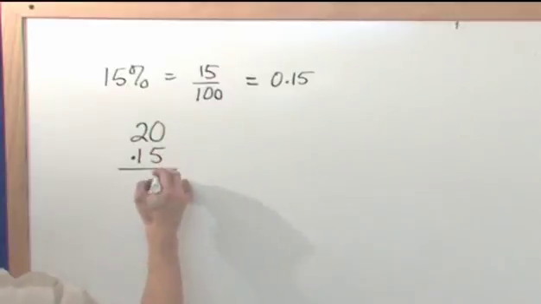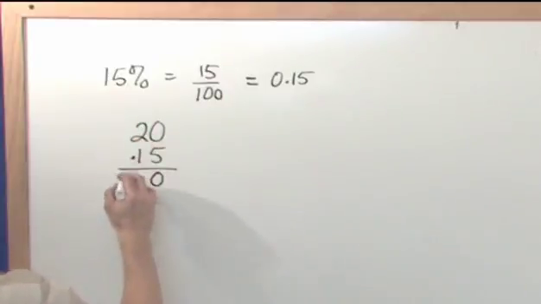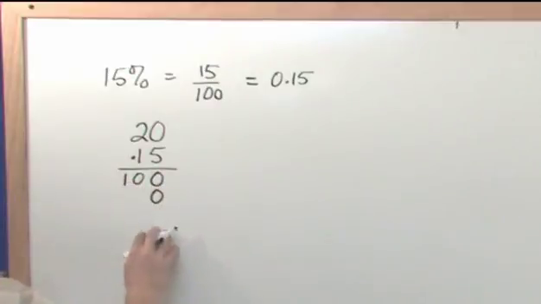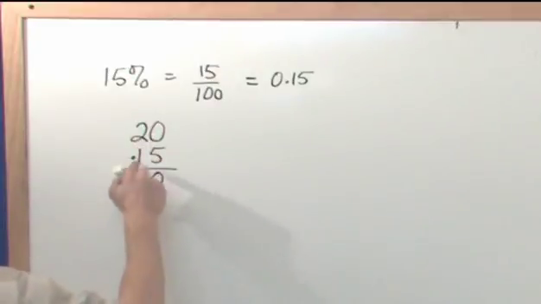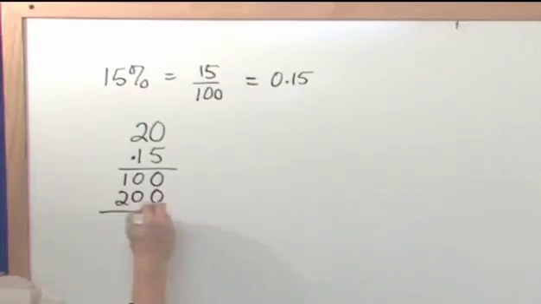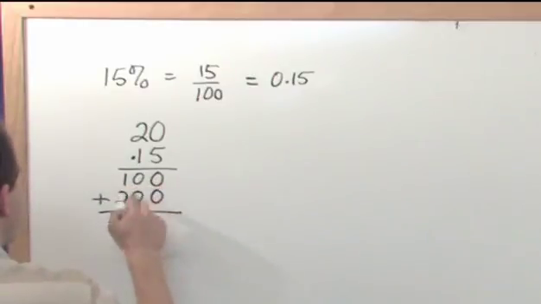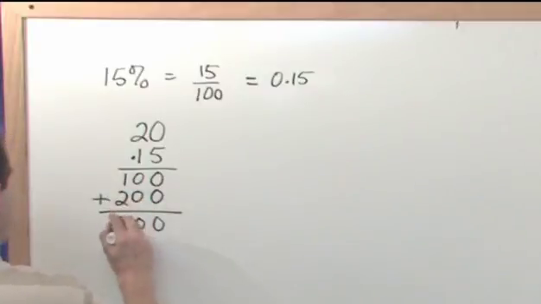5 times 0 is 0. 5 times 2 is 10. Moving to the next digit, I have to add a 0 here. 1 times 0 gives me 0. 1 times 2 gives me 2. And I add these two things together. 0 plus 0 is 0. 0 plus 0 is 0. 1 plus 2 is 3.